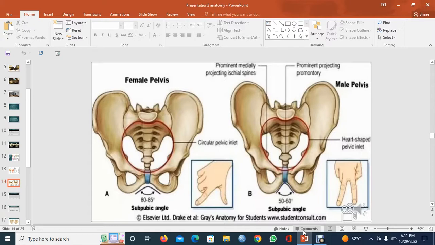And there is prominent projecting promontory of the sacrum in case of male, whereas in case of female it is not so prominent and it's somewhat backward, which increases the size of the pelvic cavity for pregnancy and parturition, or which helps during labor, because the size of the pelvic cavity is increased in these cases.